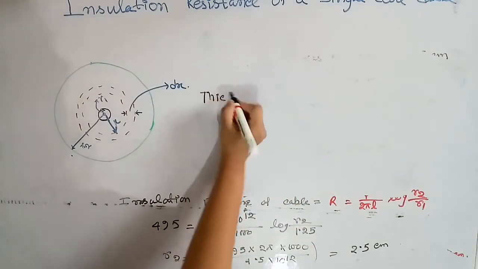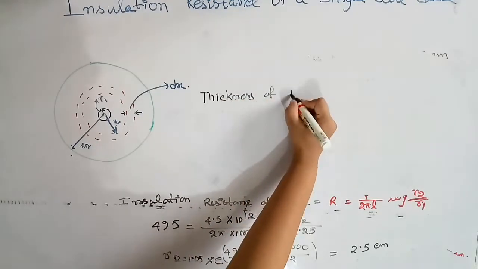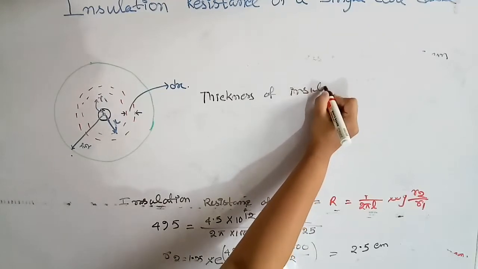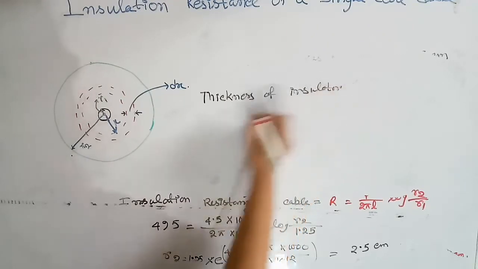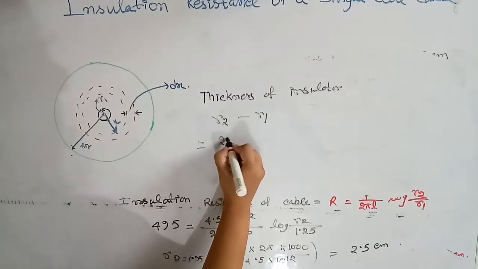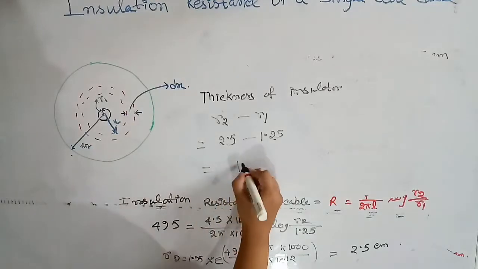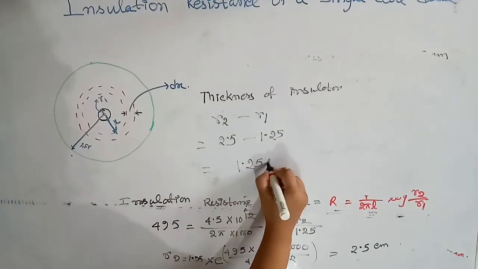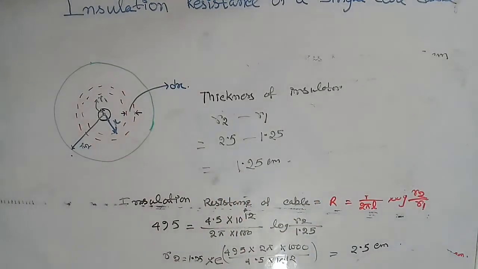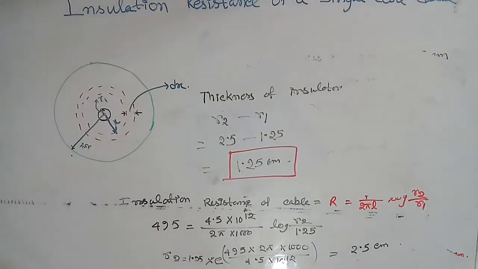Thickness of insulator is R2 minus R1, that is 2.5 centimeter minus 1.25 centimeter, which is equal to 1.25 centimeter. So this is the thickness of insulator, or insulation thickness. 1.25 centimeter is the insulation thickness.